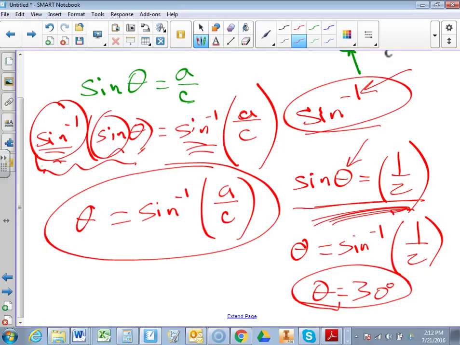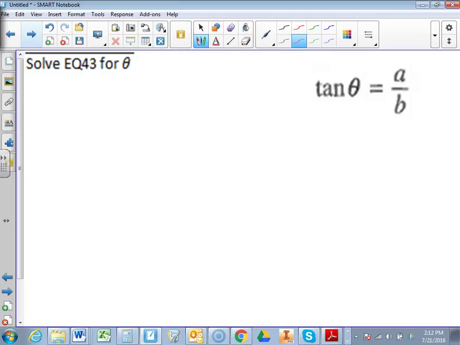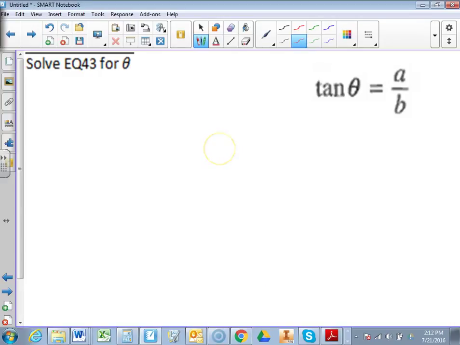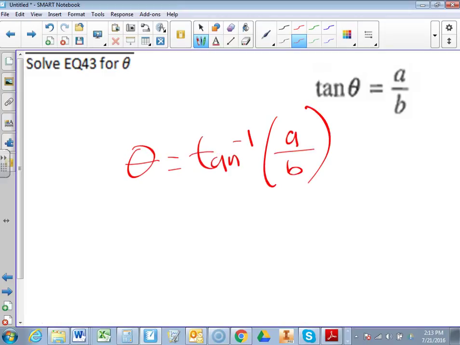So let's see if we can try it again. Same deal, except now it's the tangent. You'll notice on the calculator, when I hit that inverse button, there's inverse tangent, there's inverse cosine, there's inverse sine. All three big trig functions have their inverses. So in this case, we would simply take the inverse tangent of both sides. So theta would end up being the inverse tangent of A over B, whatever that is. All I did was take the inverse tangent of both sides.